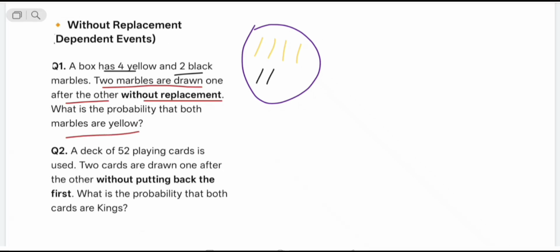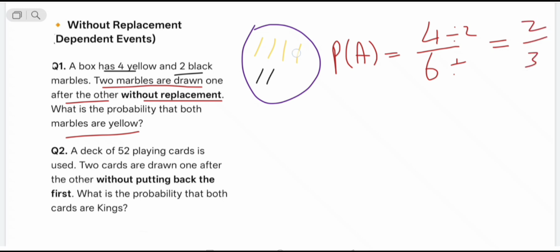So first we will find the probability of A, meaning the probability of yellow. When we draw, it is a yellow. So how many yellow are there? Yellow are 4, so 4 over total. Total are 6. We can simplify, both are divisible by 2, which is equal to 2 over 3. We took 1 already. Now we didn't replace it. Without replacement, we didn't put it back.